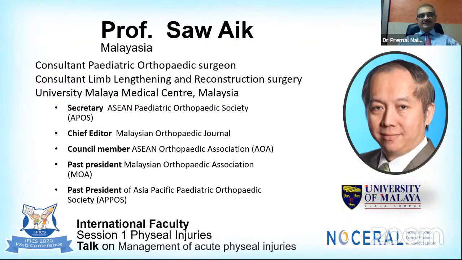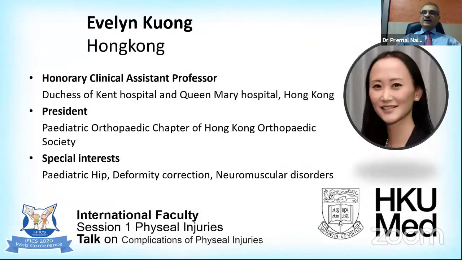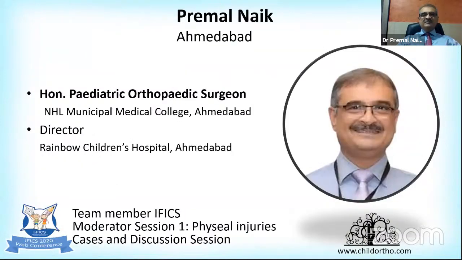Evelyn Kung, again from Hong Kong, is an honorary clinical assistant professor at Duchess of Kent Hospital and Queen Mary Hospital, Hong Kong. She is the president of the Pediatric Orthopedic Chapter of the Hong Kong Orthopedic Society, with special interest in pediatric hip and deformity correction and neuromuscular disorders.